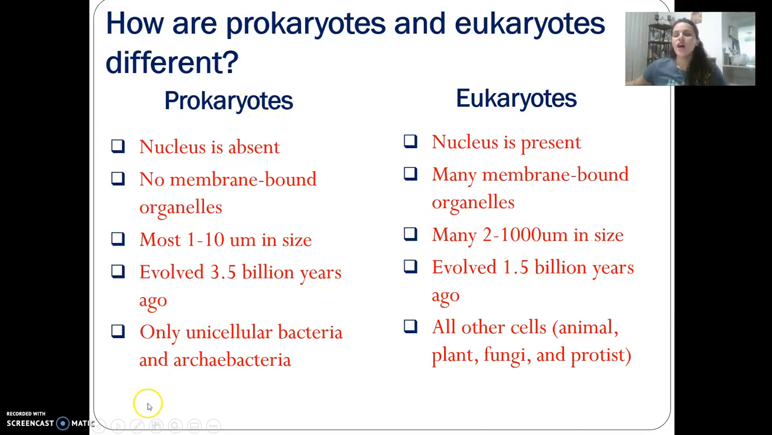And then prokaryotes, they're only in unicellular bacteria and archaebacteria. Remember, the prefix uni means one. So one-cell bacteria, or archaebacteria. Archaea is just very old bacteria. And then eukaryotic cells are going to be in all other types of cells that are not unicellular bacteria or archaebacteria. So you're going to find them in animal cells, plant cells, fungi, protists, all of those things from the other kingdoms that we will be talking about in another video. So that is going to be the biggest differences between prokaryotes and eukaryotes.